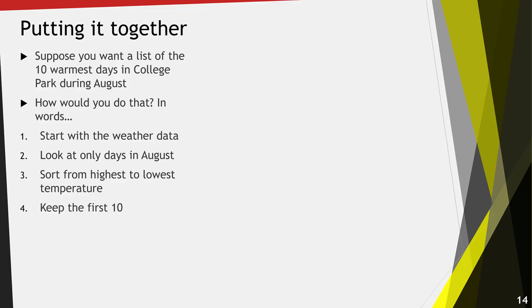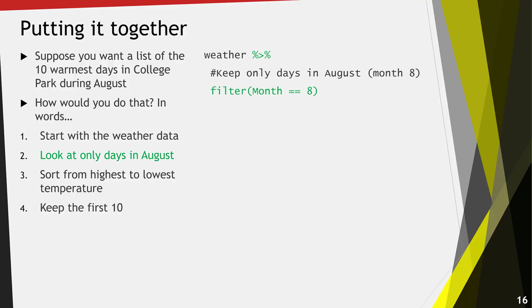This is exactly how you would implement this in dplyr code, breaking this down into a series of discrete steps and chaining them together using the pipe. You would start with your weather data. This is just the weather tibble. You'd like to look at only days in August. So you're going to take that weather data and you're going to pipe it to a filter statement where you say month is equal to 8. August is the 8th month of the year.